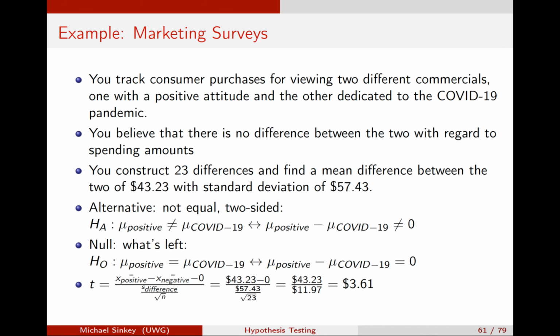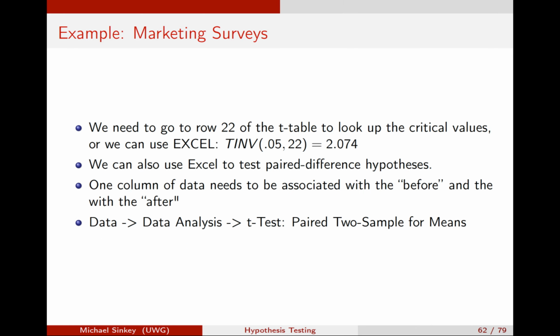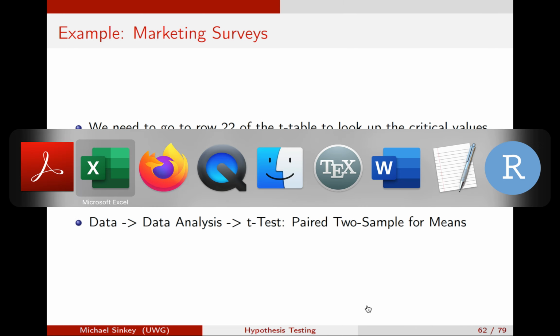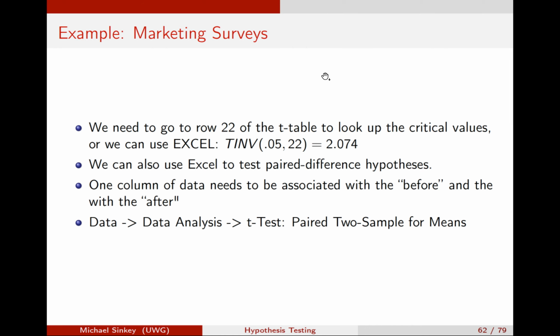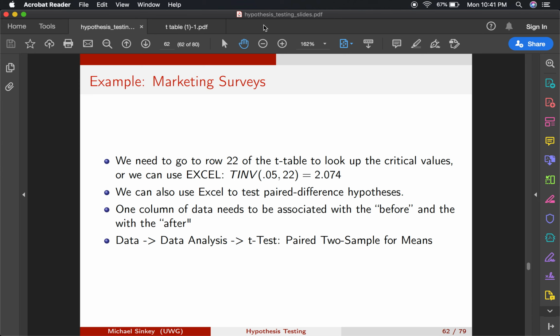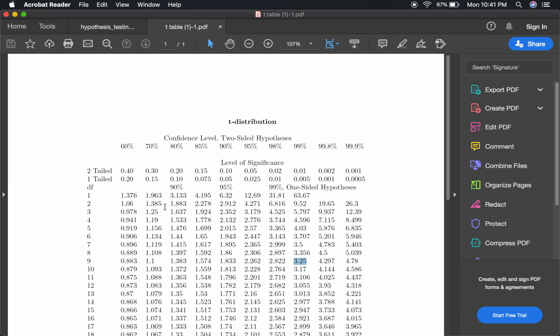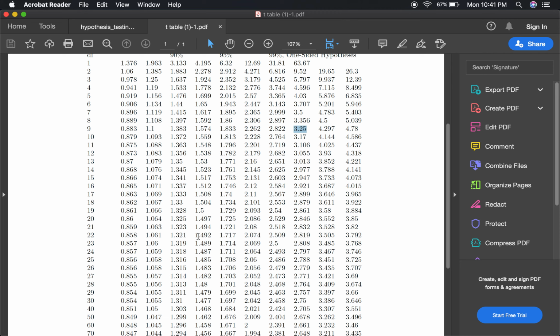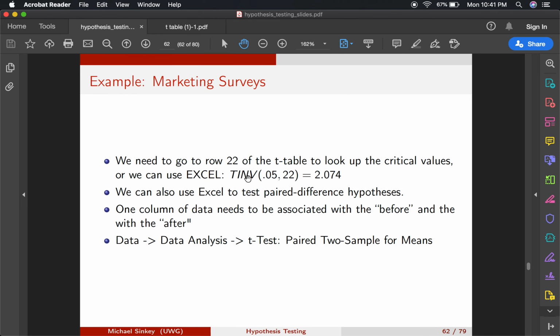My sample size is 23. I go to the t-table to look up the critical values. Let's say I do that. I would go to row 22. Two-sided, 1.717, 2.074, 2.819. 3.61 is bigger than all of them, so I reject the null.